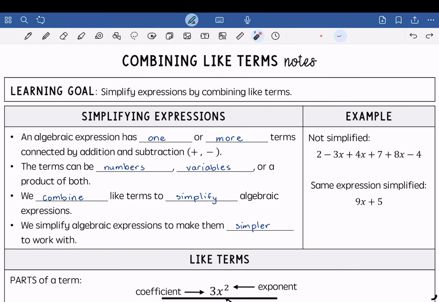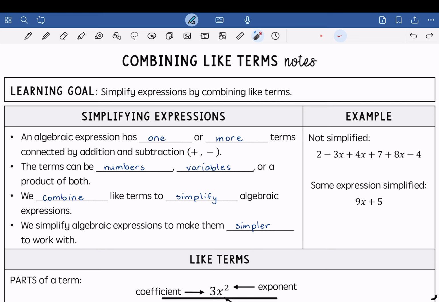Combining like terms. The learning goal is to learn how to simplify expressions by combining like terms. An algebraic expression has one or more terms connected by addition and or subtraction. The terms can be numbers, variables, or a product of both. If we look to the right here where there's examples, we have a term that has a coefficient, a number, and a variable. So this is a product of both. This is simply just a number, which is a constant, and we don't have a variable on its own here.